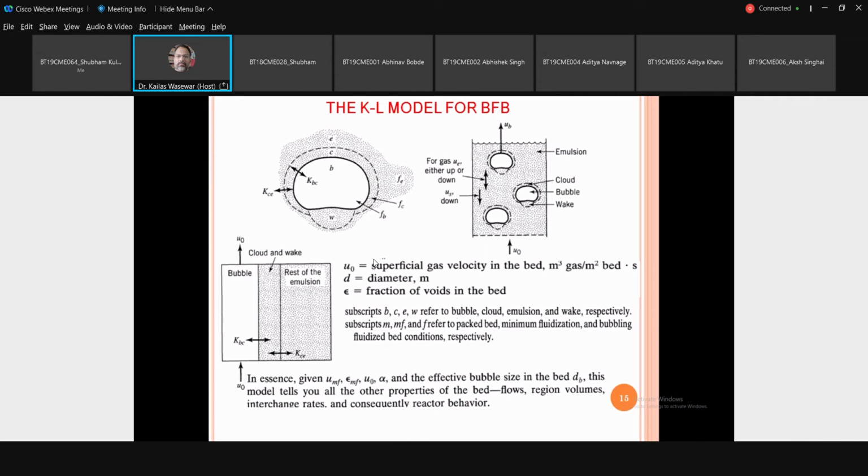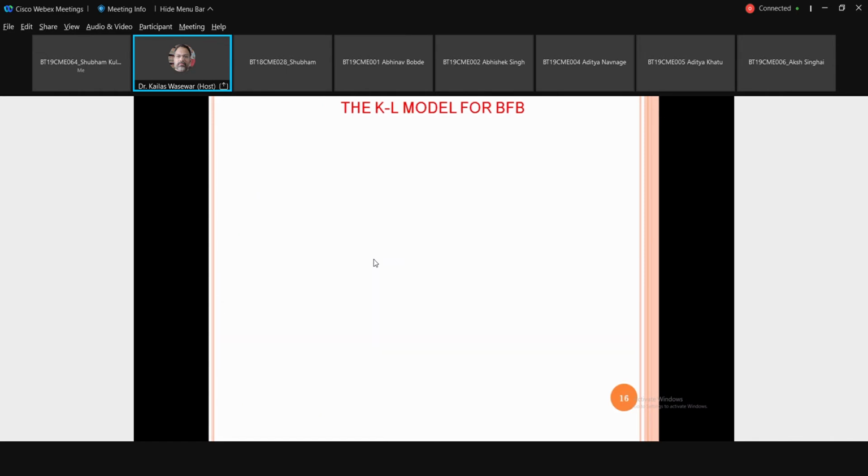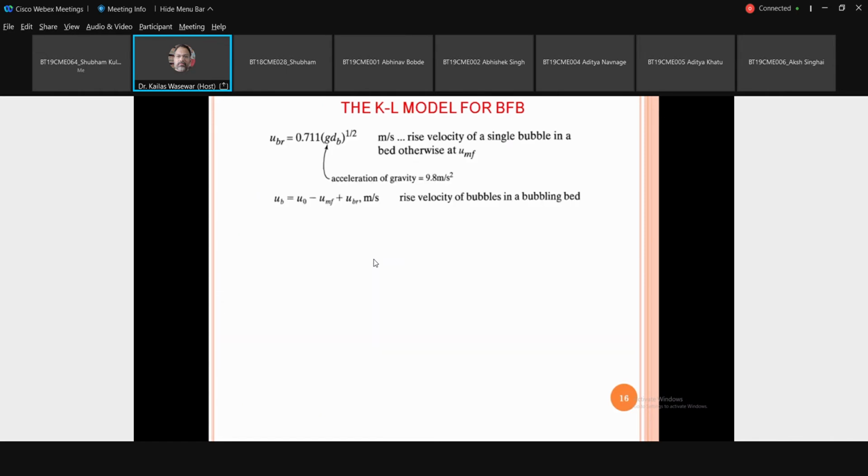And particularly these models tell us all other properties of the bed like flows, regime, volumes, and interchange rates, and consequently reactor behavior. So here we model the fluidized bed reactor by considering the formation of a gas bubble, which is surrounded by the cloud, and then the bulk will be the emulsion, and the exchange among them will be by the mass transfer coefficient. So we can see a little bit more. So these are the various equations.